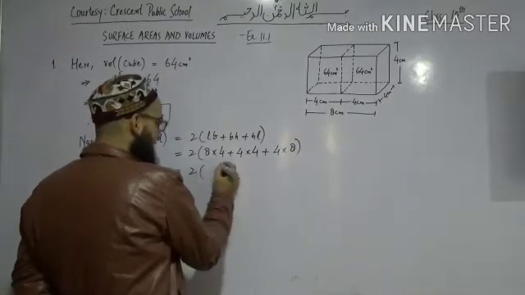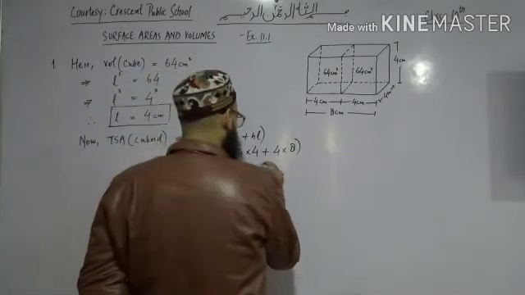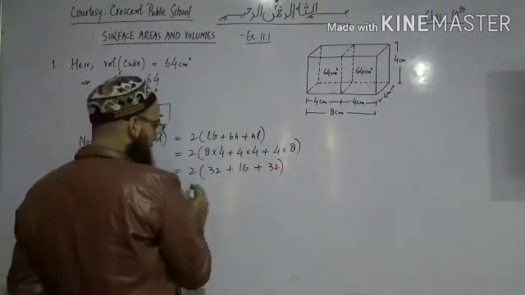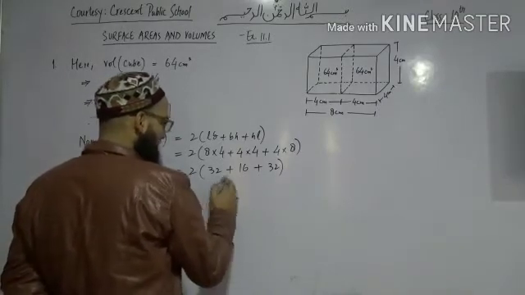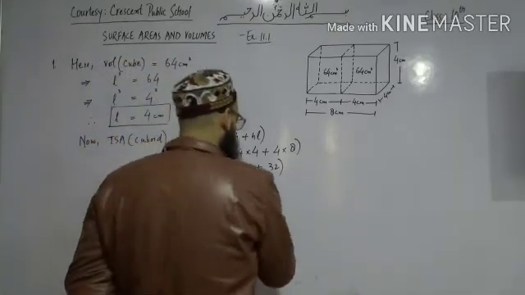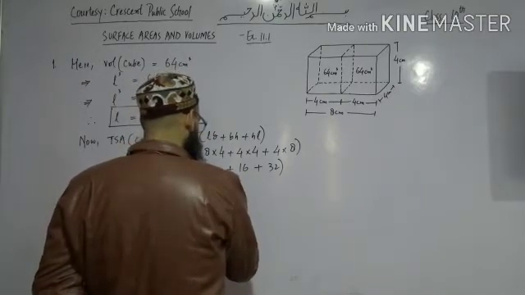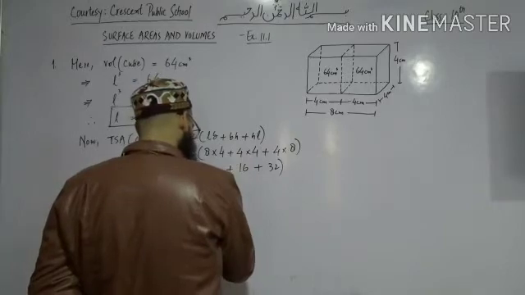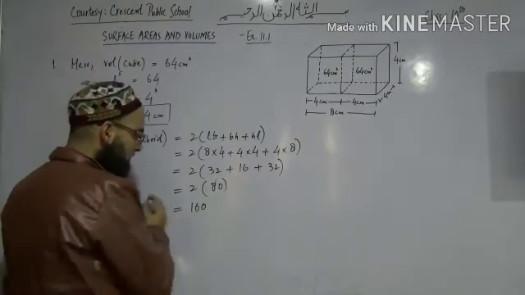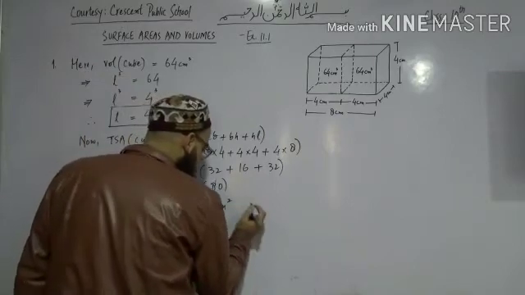Now solve it, you'll get 32 plus 16 plus 32, and that will give you 2 times 80, and that is 160, and it is surface area. You know surface area is in square units, so our units was centimeter, so it's square centimeter.